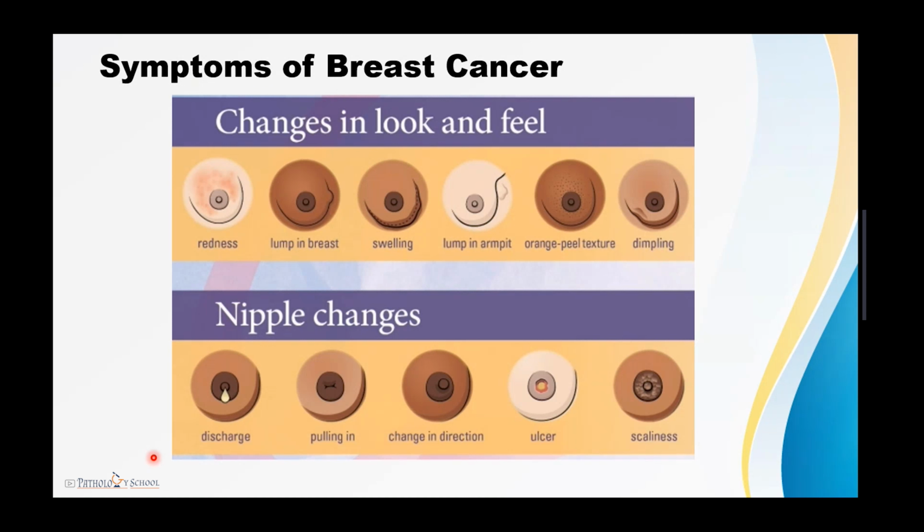The nipple can have discharge, which can be of various colors described subsequently. There can be pulling in, which can be due to fibrocystic disease, or ductectasia, or involvement by carcinoma. The changed direction of the nipple can be due to an underlying tumor, as seen earlier in the specimen shown. There can be ulceration or scaliness of the nipple and areola, which is characteristically seen in Paget's disease.